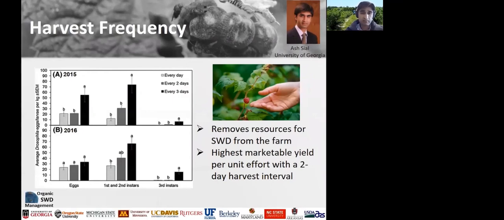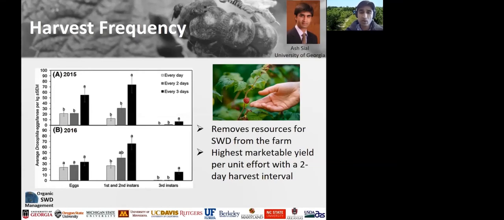Harvest frequency. You know, harvesting is very important, especially when we're dealing with pests like SWD, which is attracted to the ripe fruit, as Hannah showed in an earlier slide. When we leave more ripe fruit, it serves as a resource and attracts flies more toward the field. When we remove this resource, it makes the environment within the field relatively less attractive. As a result, overall infestation reduces.